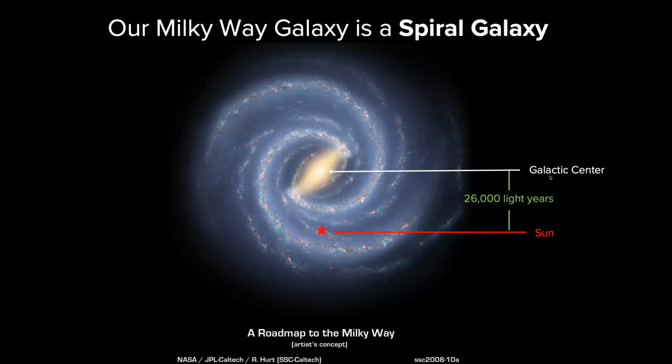Here is an artist's rendition of the Milky Way galaxy. The sun lies in a spiral arm approximately 26,000 light years away from the galactic center. Because the galaxy is a flat disk and we're located within that disk, we need to see through these other spiral arms in order to see the galactic center.